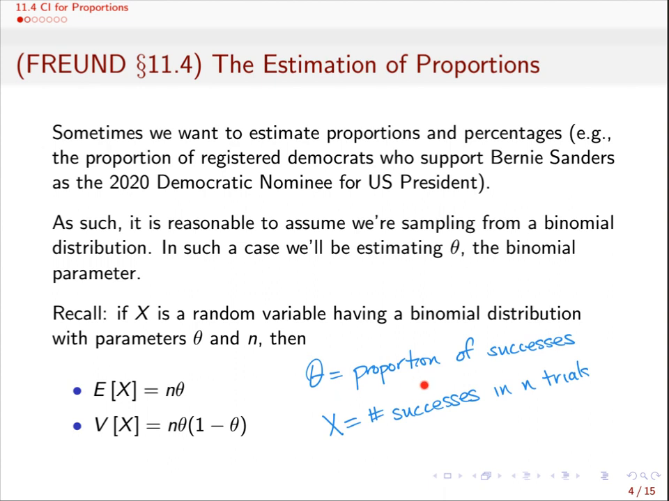But I should be careful here when I'm referring to theta as the proportion of successes. I want to be clear, this is the true population proportion of successes. It's not to be confused with the sample proportion of successes. Theta hat is the number of successes in n trials divided by n, so this would be our sample proportion. And remember, we use sample statistics like this as estimators for population parameters. So theta hat for us is our estimator for the population parameter of theta.